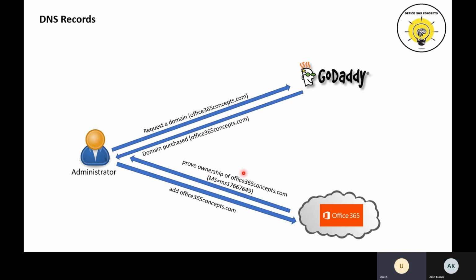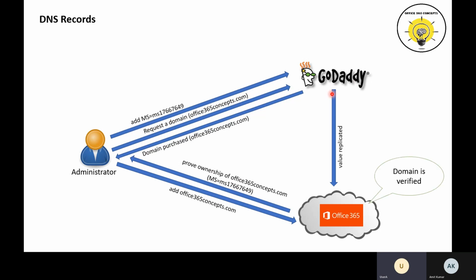So what you need to do, I'm giving you this value, go to your domain provider, GoDaddy or any other domain provider, create a TXT record on your domain provider and add this value in that particular TXT record. Once you add this value in your domain provider, and once this value is replicated, your domain ownership is proved. So your domain will be verified in Office 365 tenant, right? So this is how TXT record works.